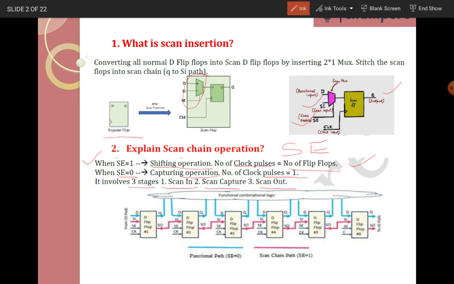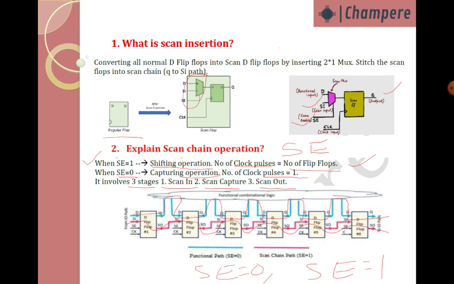In this figure you can see the blue line represents the functional path. When scan enable is equal to 0, it is in the functional path. When scan enable is equal to 1, it is the shift chain operation. The pink line represents that, where data will go like this. This is a very important question, generally people will ask in interviews.